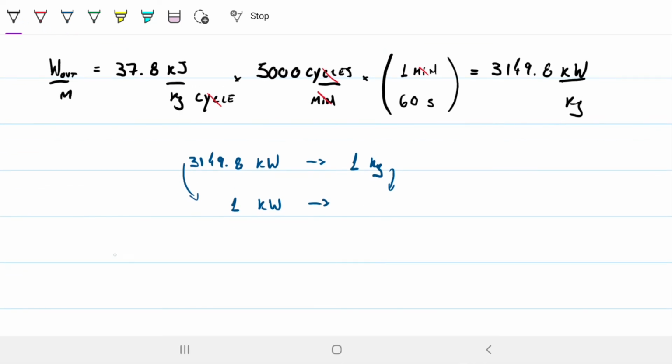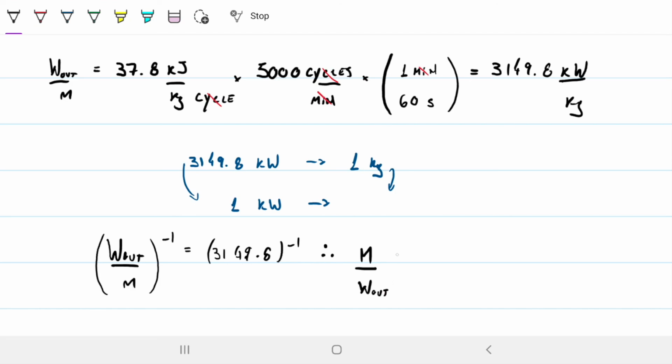The other way you can do is just you can say, okay, work output divided by the mass. But what I'm looking for is precisely the opposite. I want to know how much mass per work output. So you can just flip this. So I'm just going to take the value 3149.8, and I'm going to flip this. Either way, whatever works, what we're getting is the amount of mass per unit output of work.